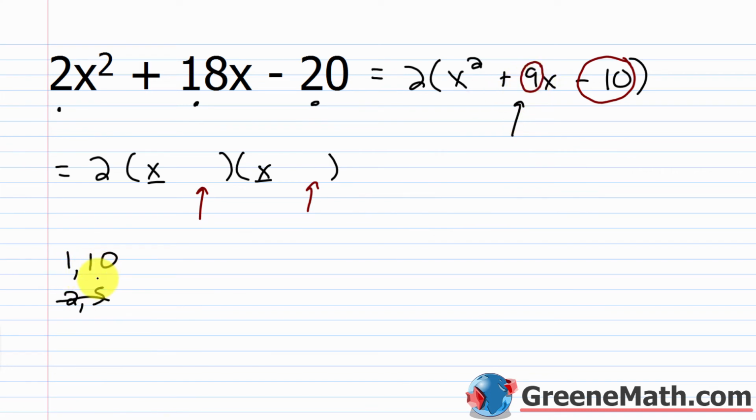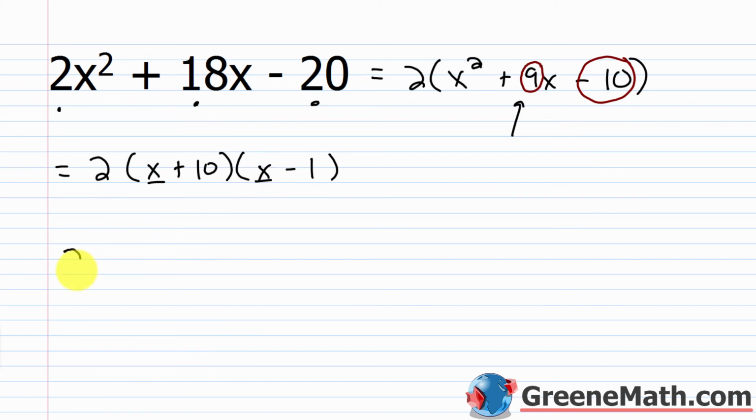What about 1 and 10? Well, if I had a positive 10 and I had a negative 1, that would work. Positive 10 plus negative 1 gives me a positive 9. Positive 10 times negative 1 gives me a negative 10. So I've found my 2 integers. So plus 10 and then minus 1. Very, very easy. And again, I like to check things.